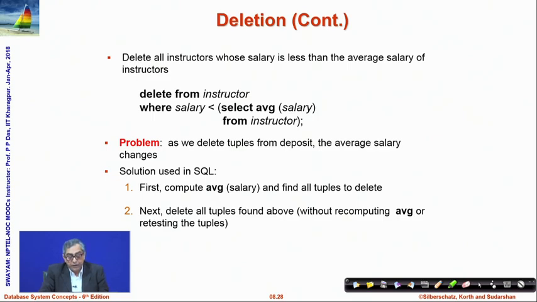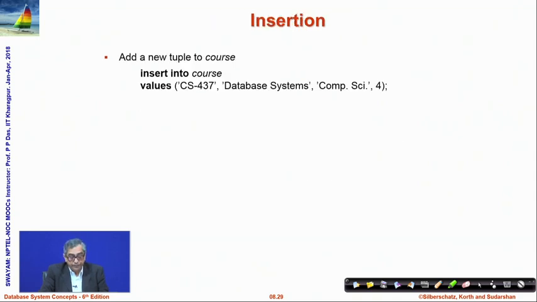First, compute the average salary and find all tuples to delete. Next, delete all tuples found above without recomputing the average. In the present solution, the average is recomputed, which is the wrong thing. So, again I will leave that for you to solve.